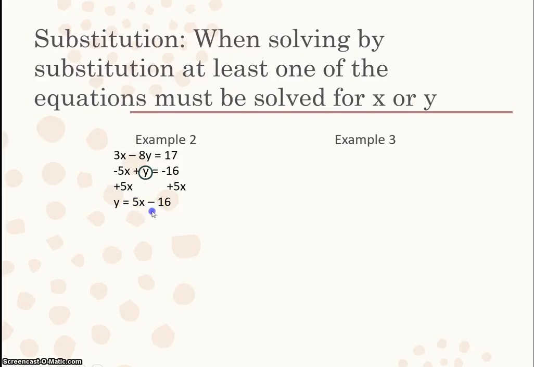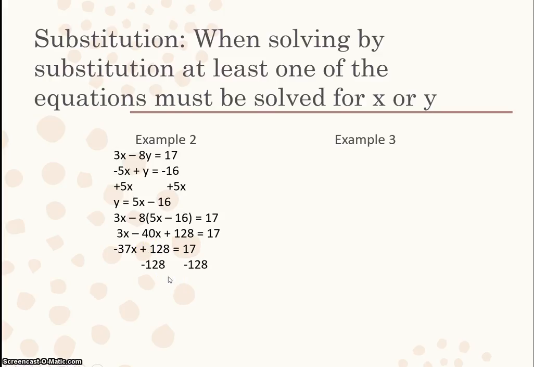And now that we know that this is what y equals, we're going to take that and plug it into the y in the other equation. So then we have 3x minus 8 times (5x minus 16) equals 17. Now we're just solving an equation. So we distribute our negative 8, and we get 3x minus 40x plus 128 equals 17. We combine our like terms. 3x minus 40x is negative 37x. And then we keep our plus 128 equals 17.